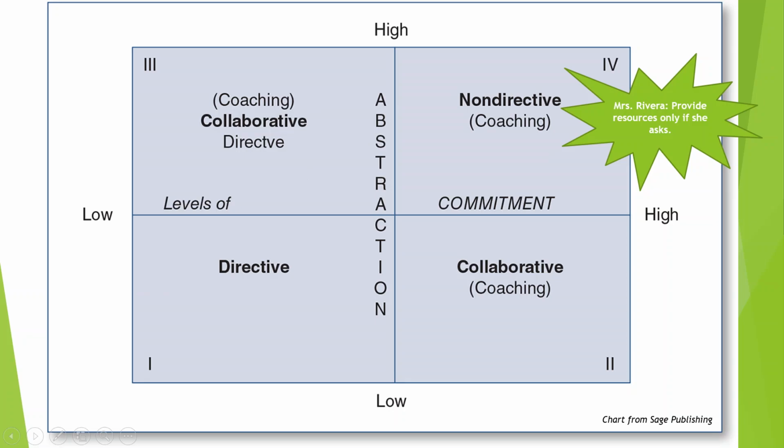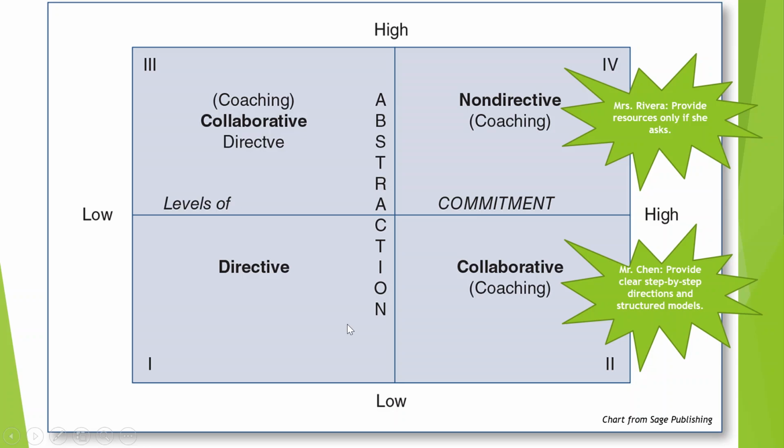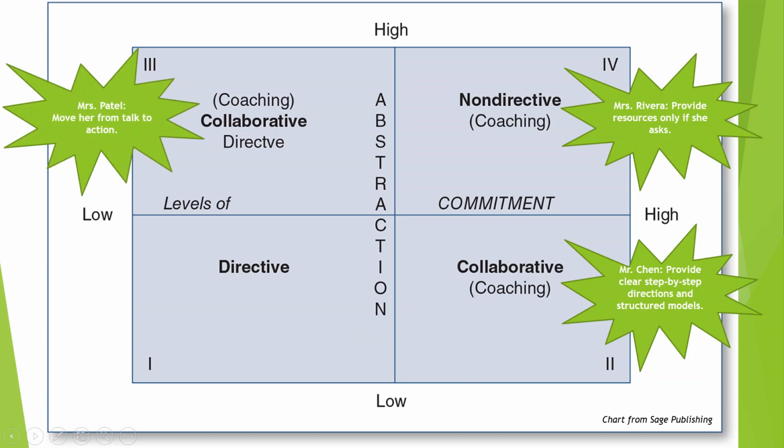Or we'll have a situation where we have high commitment and low abstraction. That was Mr. Chen, right? We're going to provide him with clear step-by-step directions and structured models that give him a better understanding of what he can do to be successful. Third of all, we have Mrs. Patel. As you remember, this is low commitment but high abstraction. So we're going to move her from talk to action, right? Actions speak louder than words. We know you're smart. We know you're good at understanding things, but you don't quite get all the concepts. So we're going to move you into being more of a doer than a sayer.